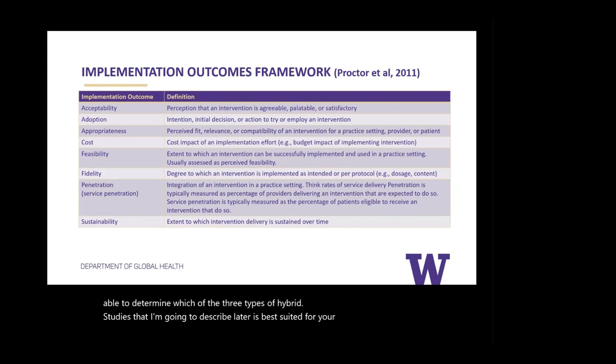So three of the outcomes that are listed here are perceptual in nature: acceptability, appropriateness, and feasibility. They give us some insight into people's experiences with the intervention. Now, these perceptual implementation outcomes are often assessed in one type of hybrid effectiveness implementation study, specifically the hybrid one study, which I'll say more about shortly. There are two points to note here. First, we can assess acceptability, appropriateness, and feasibility from the provider's perspective, that is the intervention deliverers, from the patient's perspective, that is the intervention recipients, or from both.